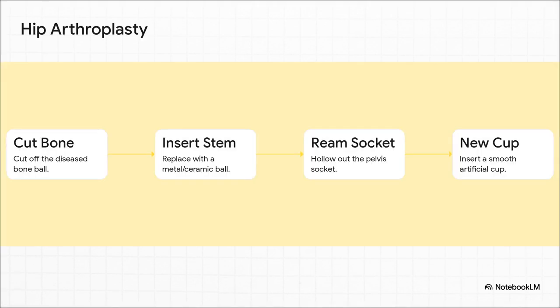The procedure itself is intense, but it's incredibly effective. First, the surgeon cuts off the diseased arthritic bone ball at the top of the femur. Next, they replace it by driving a metal or ceramic ball into the thigh bone. Then, they hollow out that diseased pelvis socket, and finally, they pop in a smooth, new artificial cup.